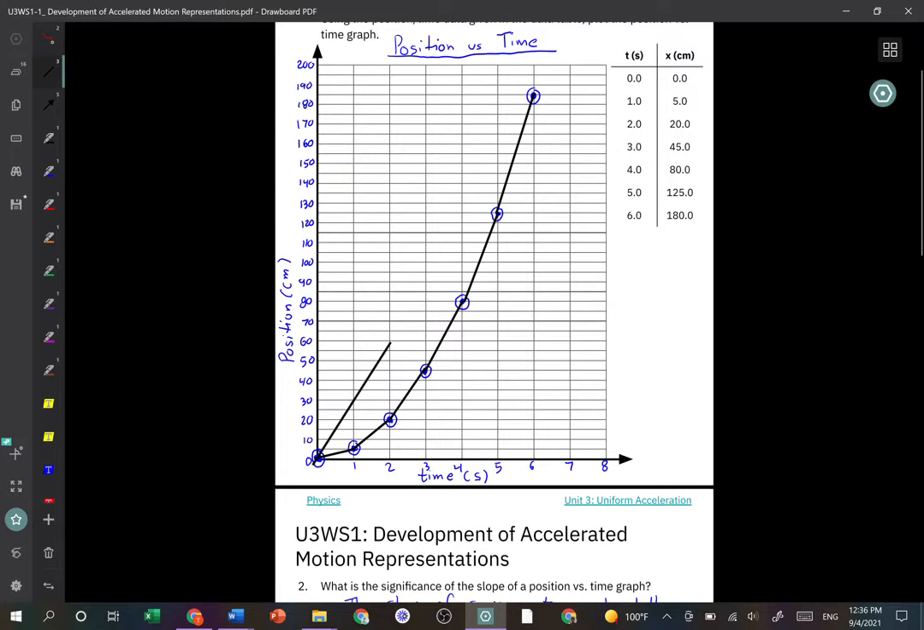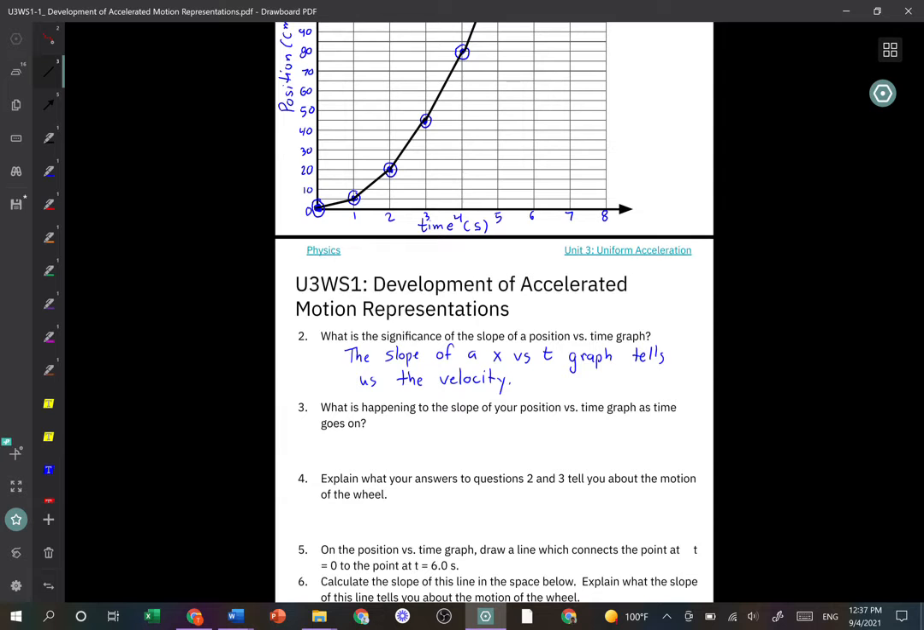But if we just connect the first and last data points, it's not really telling us the real velocity at each period of time that the wheel is rolling. Same as if we had just a line of best fit for those data, it wouldn't do a really good job of representing the data very well. But in general, the slope of a position versus time graph tells us the velocity.